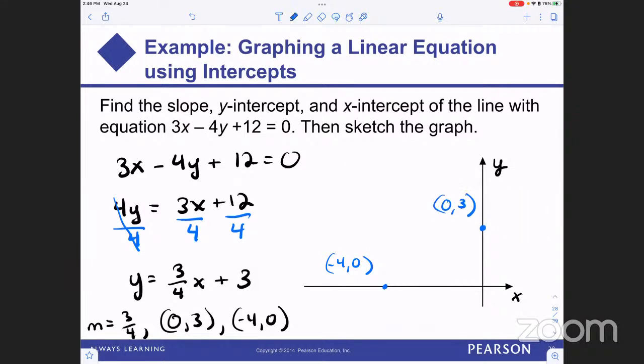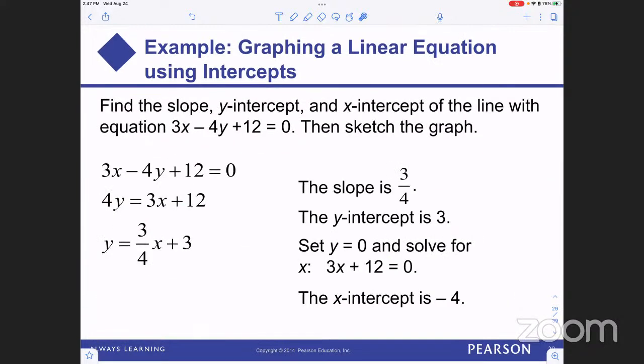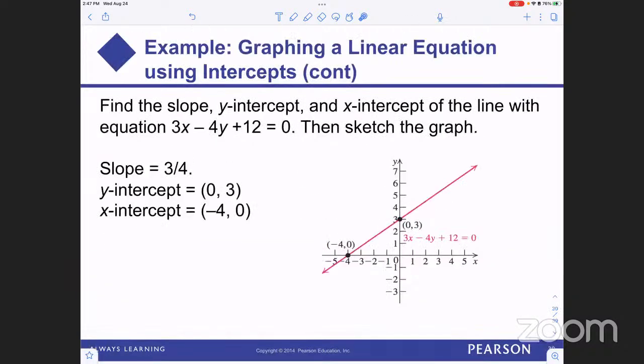And then we just connect those with a straight edge. And let me do this really quickly. Okay. So notice our slope is 3 over 4. So if we go up 3, 1, 2, 3, and then right 4, 1, 2, 3, 4, we'll be at the second point. Notice it's a positive slope, so as we trace it left to right, it goes up. It passes through the points 0, 3, and negative 4, 0. That's about all that we can do there. Let's just check with the prepared notes. Same slope, y-intercept is 3, x-intercept is negative 4, and that's the same graph that we got.